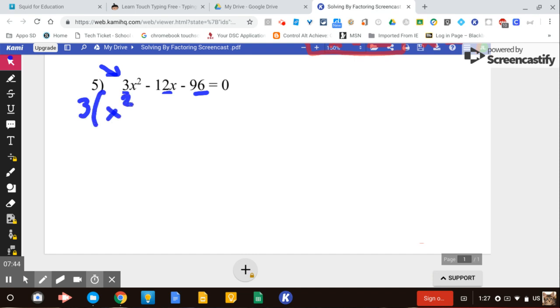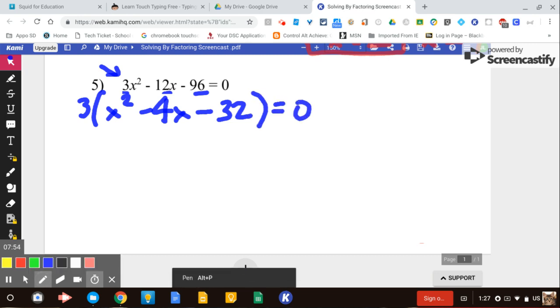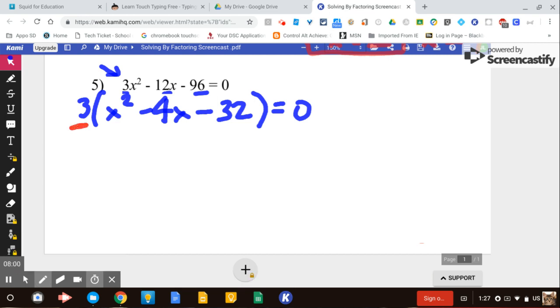X squared minus 4x minus 32 equals 0. Now, this piece doesn't really have any part in the solution because 3 is never going to equal 0. So when factoring, I need it there. But when I'm solving, I just now need to deal with this.